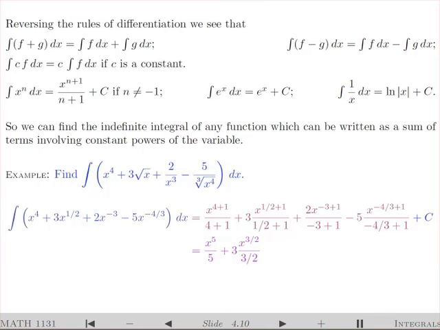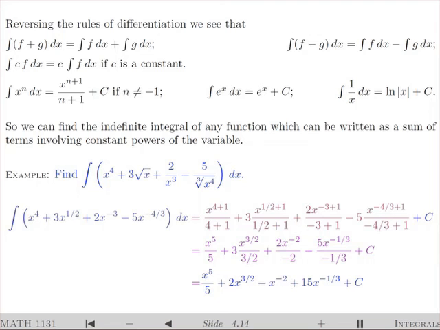The third term I have 2x power negative 2 over negative 2. In the last term I have negative 5x to the power negative 1/3 over negative 1/3. And if I do the arithmetic in the coefficients, 3 divided by 3 halves is 2. 2 divided by negative 2 is negative 1. Negative 5 divided by negative 1/3 is 15, which gives me the answer.